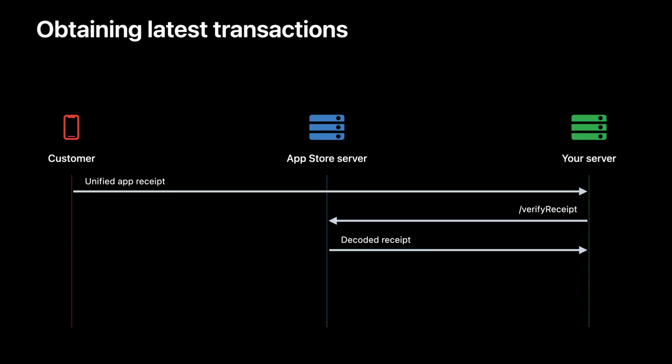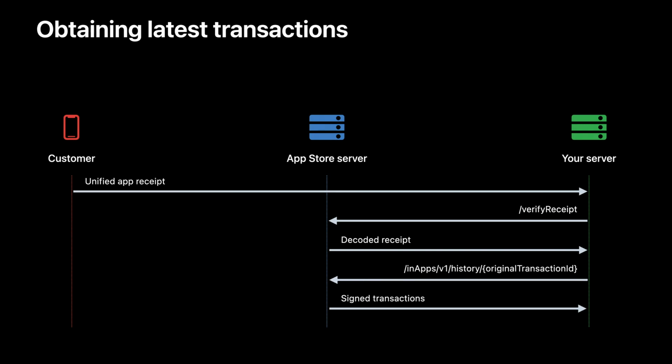With any original transaction ID belonging to that user, you can call the Get Transaction History endpoint, which will return the history of transactions for this user as signed transactions, filtered, sorted, and paginated to your specifications.